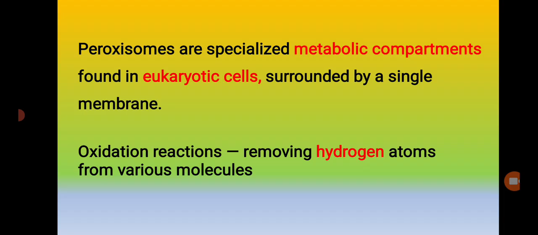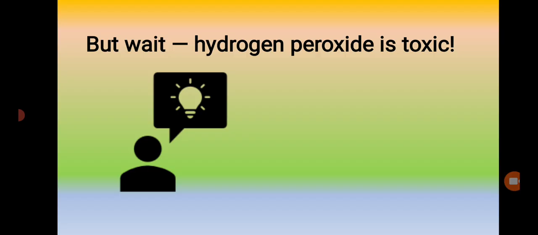But wait, you may be thinking, hydrogen peroxide is toxic, right? Yes, that is why peroxisomes also contain special enzymes that quickly convert this hydrogen peroxide into water. This clever compartmentalization protects the rest of the cell from damage. It is a very perfect example of how structure supports function inside the cells.